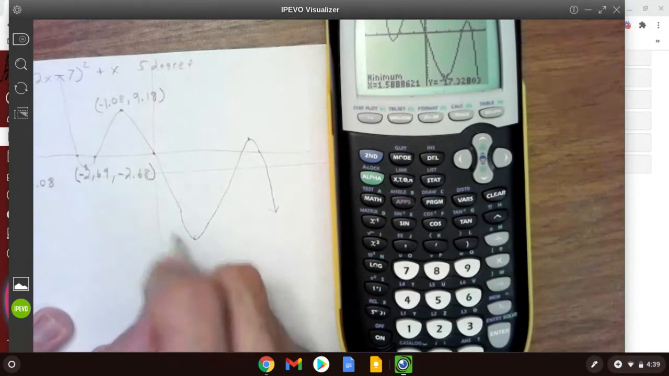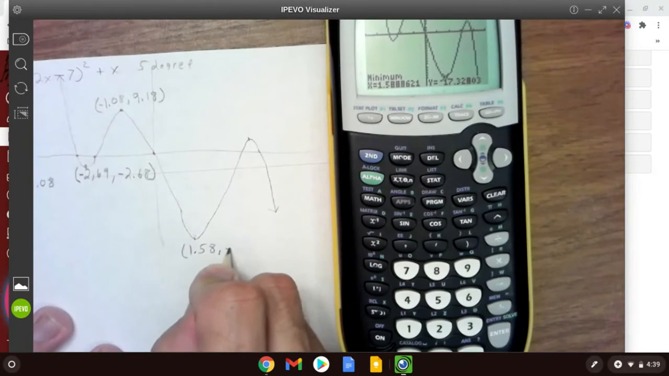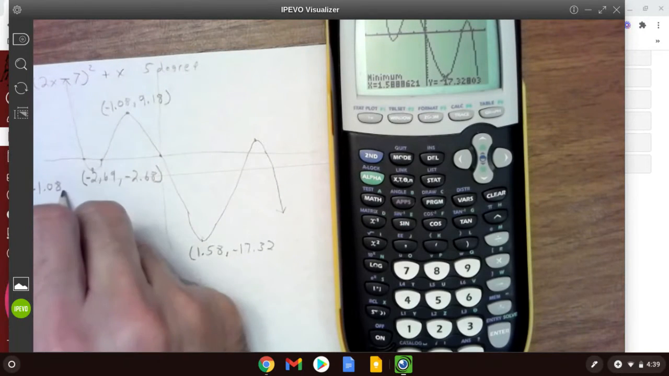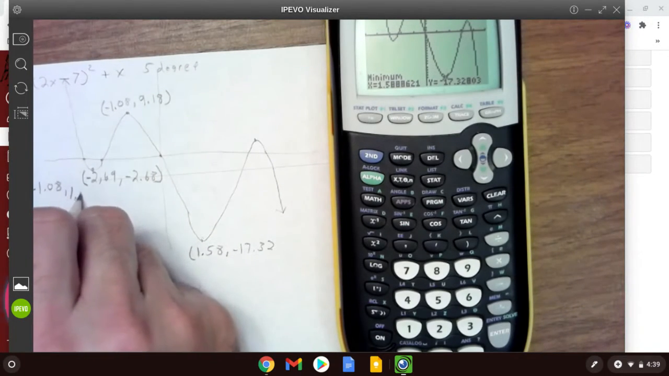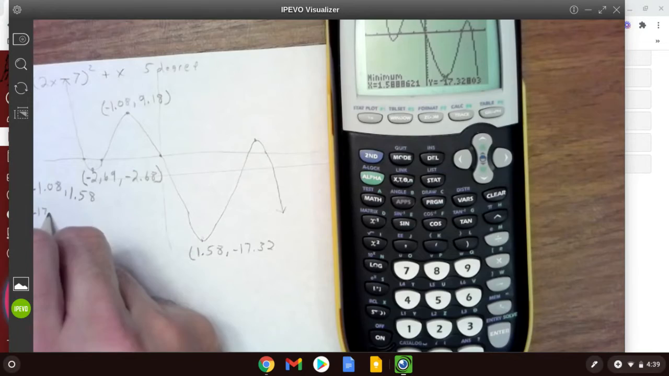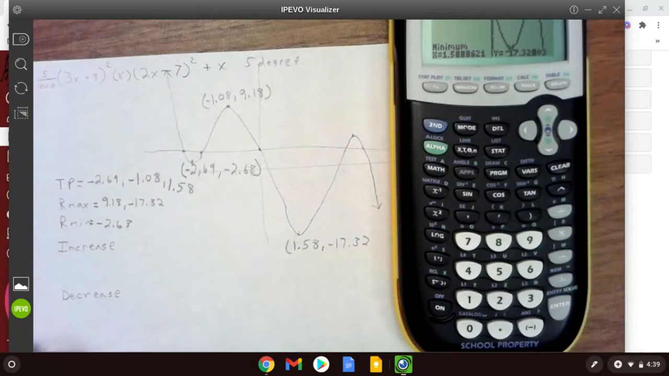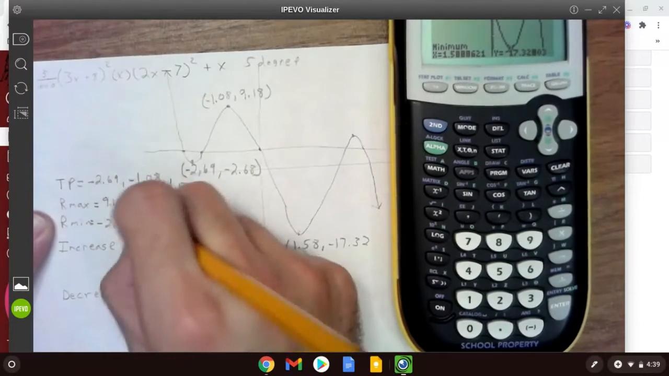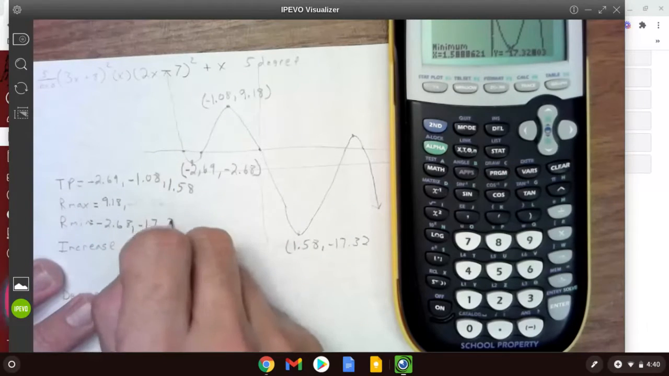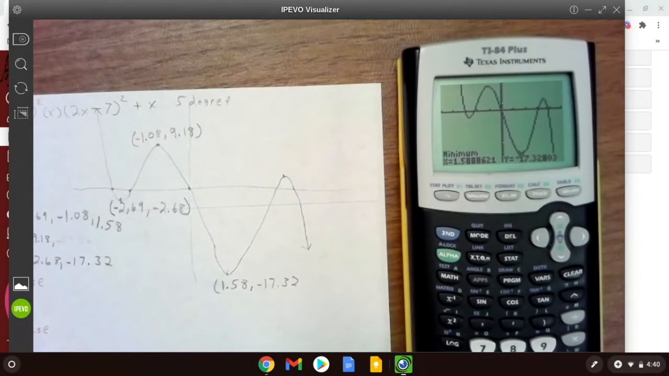All right, so let's see here. 1.58, comma, negative 17.32. And 1.58 is a minimum. So negative 17.32. Oh, you can barely read that over there. Good thing you can barely read it because it was actually in the wrong line. Darn it. That was a minimum, negative 17.32. Okay. And then one more up here.